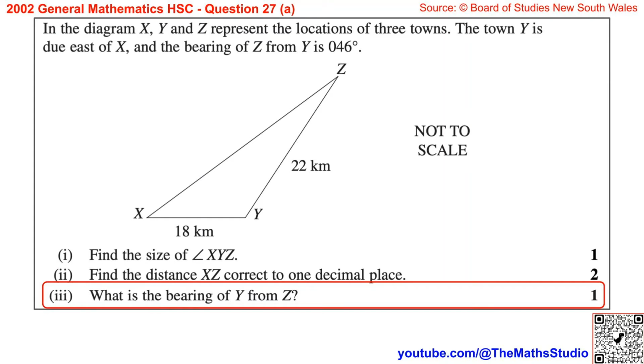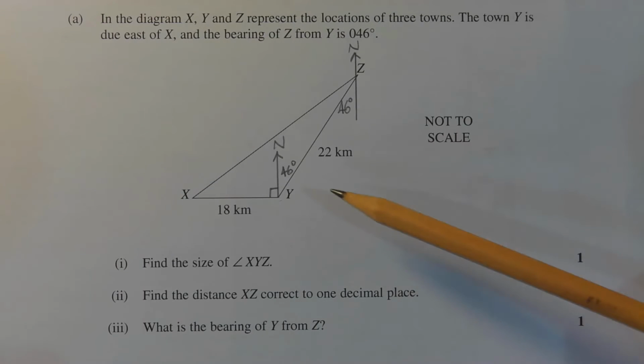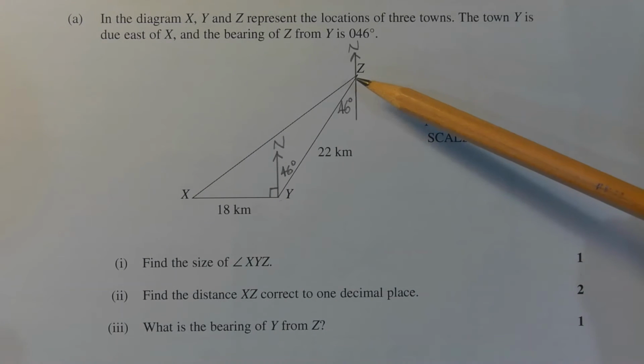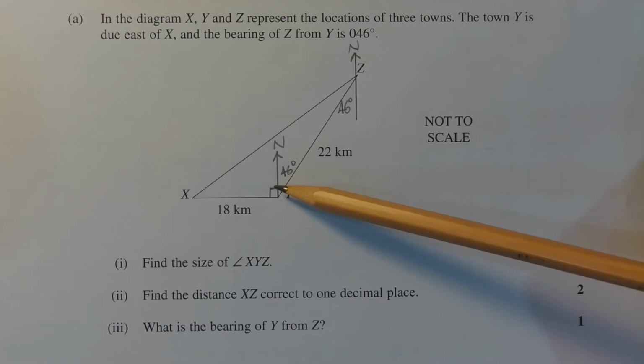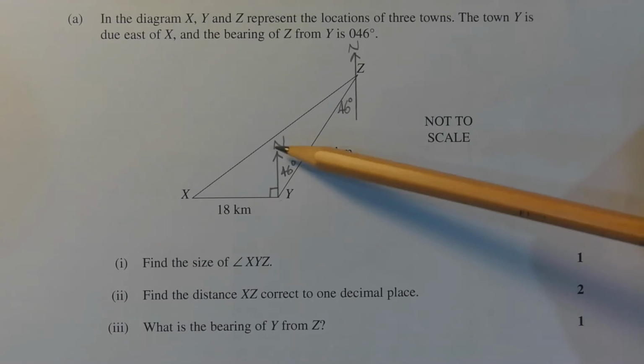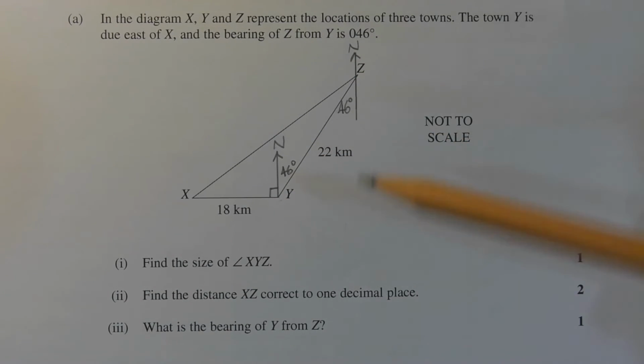Part 3. What is the bearing of Y from Z? The question is asking for the bearing of town Y from town Z. So I'm going to draw a north-south axis passing through town Z to act as a reference line, similar to the north-south axis that I drew in part 1 originally. Now this north-south axis and this north-south axis are parallel since they're both pointing in the same direction.